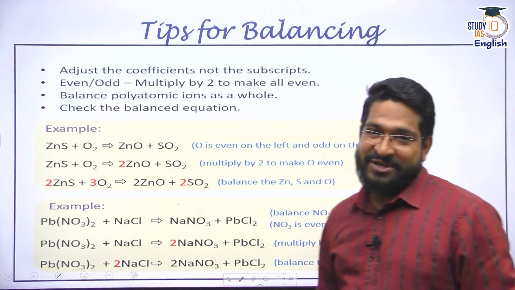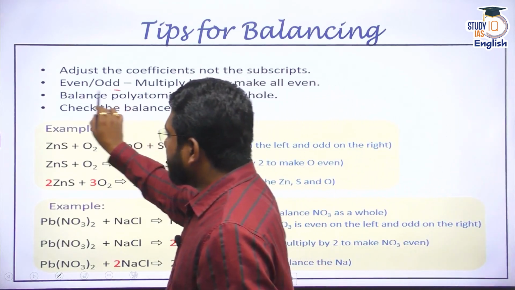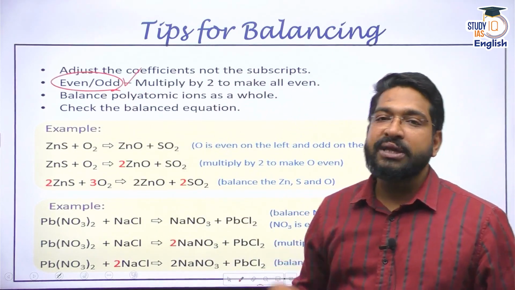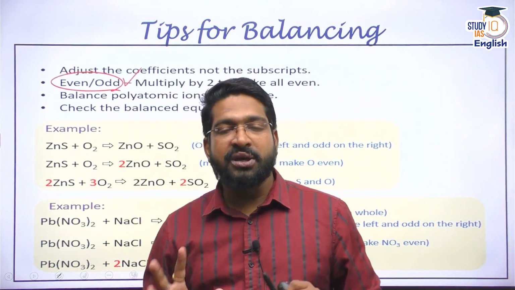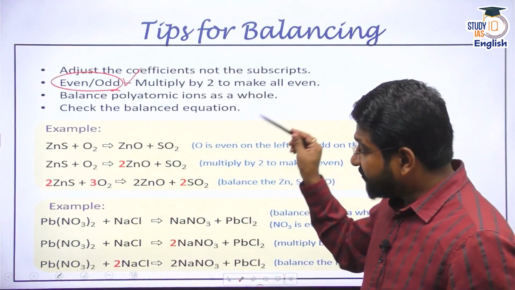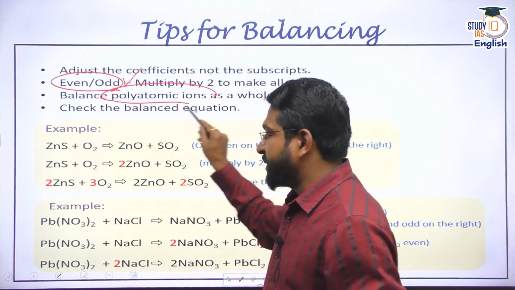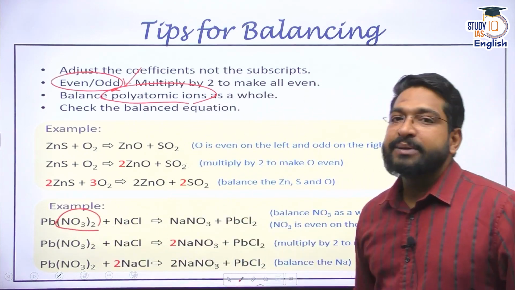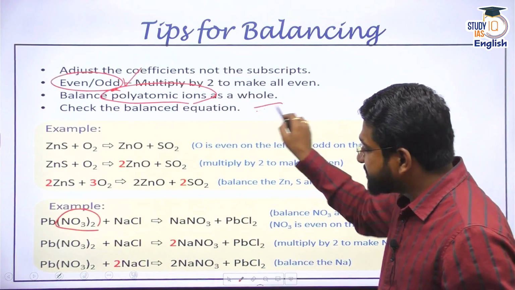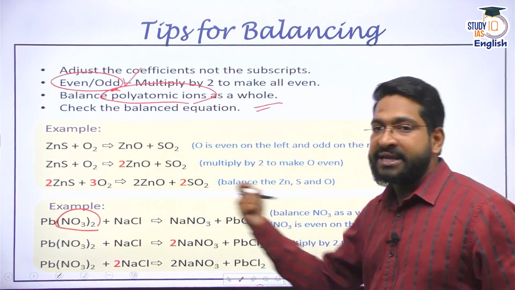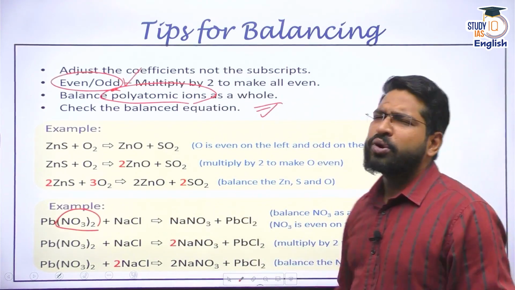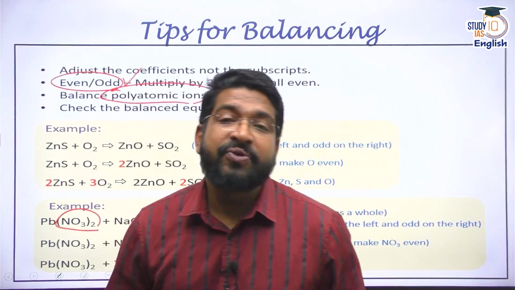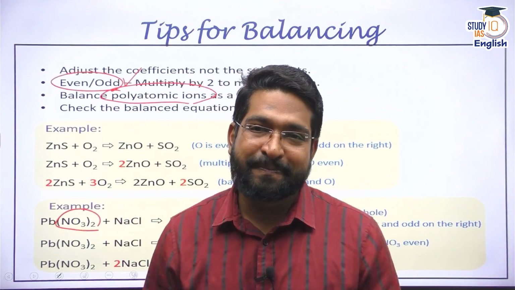So adjust the coefficient and ensure that you look for even and odd and multiply by 2 to make it even on either side. Wherever it is deficient, make it even on both sides. And if there is a polyatomic ion, especially like this nitrate ion, see, this is lead nitrate. If it is a polyatomic ion, then ensure that you balance it as a whole on either side, on LHS and RHS as well. And finally, look for the balance of the equation, because it has to follow the law of conservation of mass. Clear?